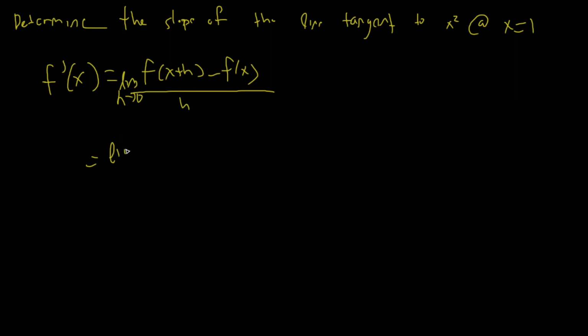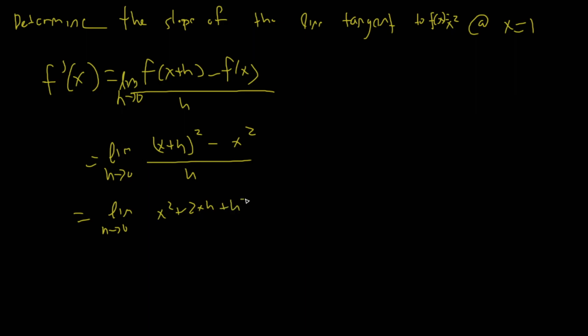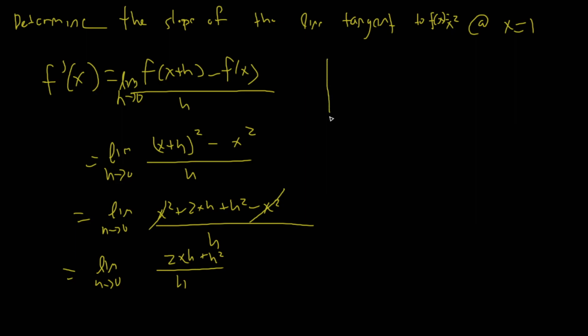So we know that f at x plus h would be x plus h squared, and then f at x would just be x squared over h, right? Sorry, I'll make it clearer here. f at x is equal to x squared. And we expand this a bit. The top becomes x squared plus 2xh plus h squared over h, and then limit as h approaches 0. We notice our x squareds cancel out. 2xh plus h squared over h.